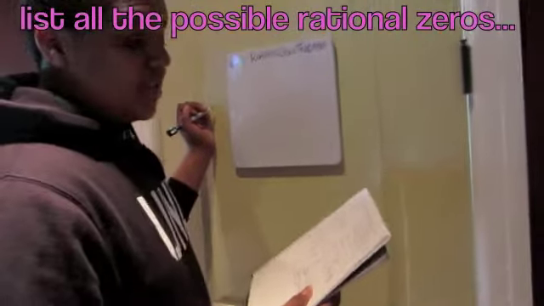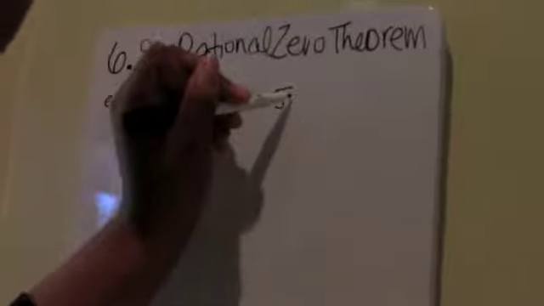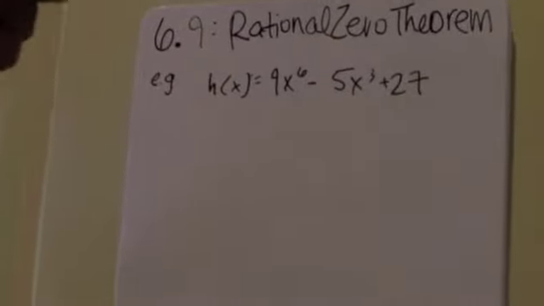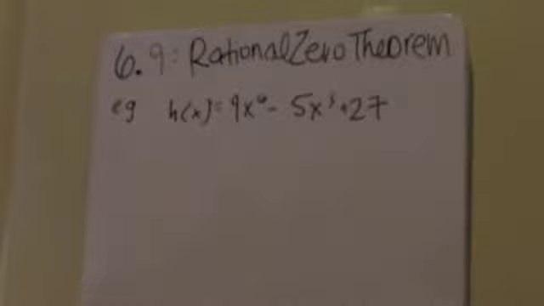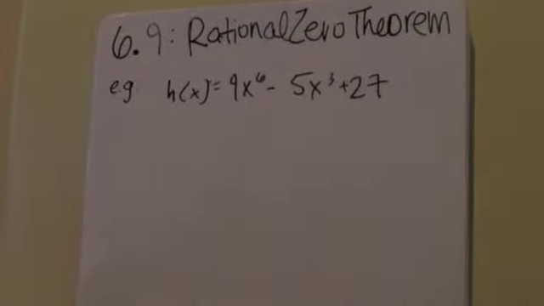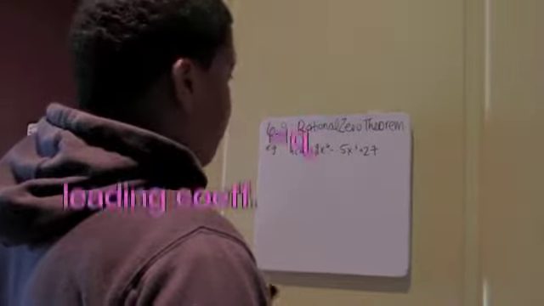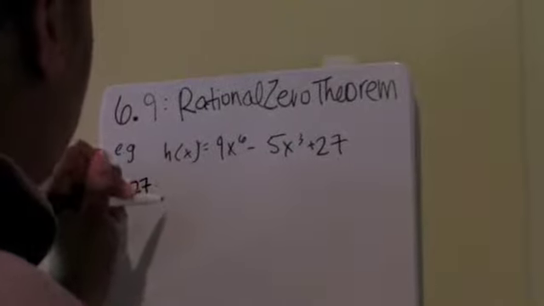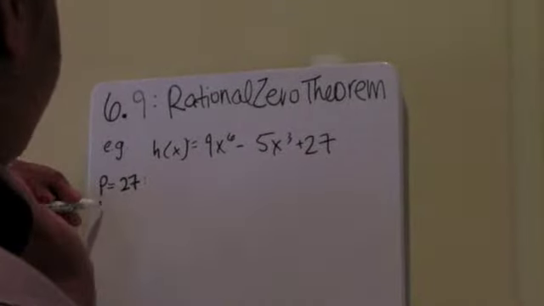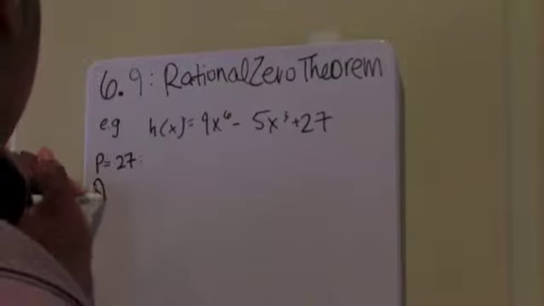Now, we're going to list all the possible rational zeros of this function. The function is 9x to the 6th minus 5x to the 3rd plus 27. Now we have to find the constant and the leading coefficient of the function. Constant is 27. Write it out. P equals 27. Now we find the leading coefficient, which is 9. Q equals 9.